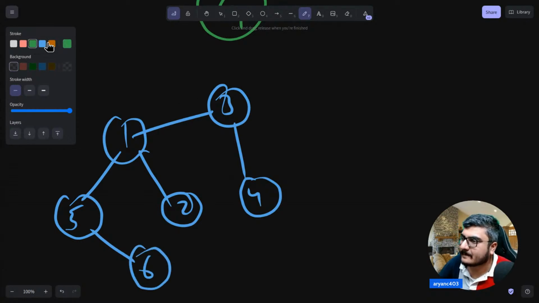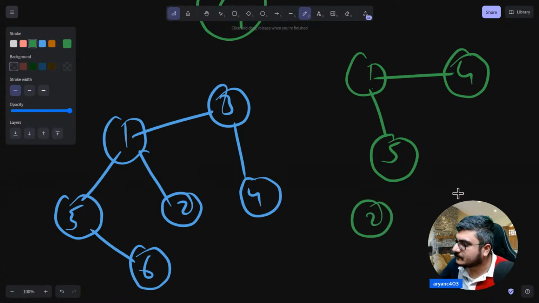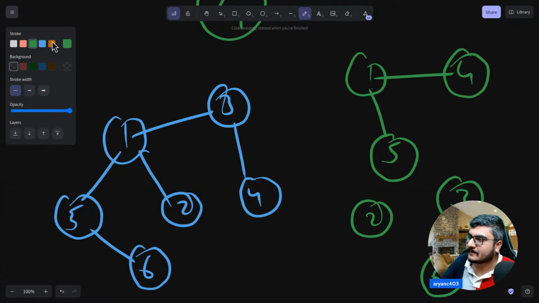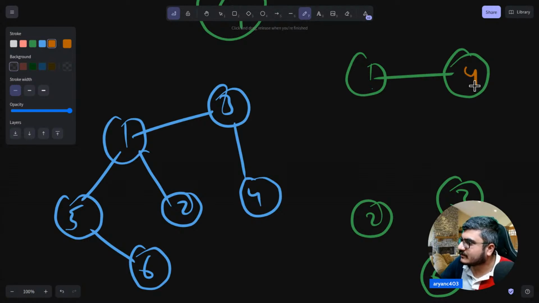Let's say this is F. One, 4, 5, 2, 3, and 6. Like these are the connected components here. Like let's pick 1, 4. Let's draw this graph like this. Let's say we have 4 here. And we also have 2 here.